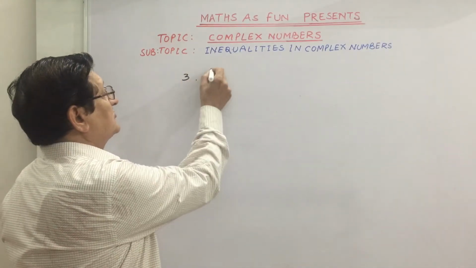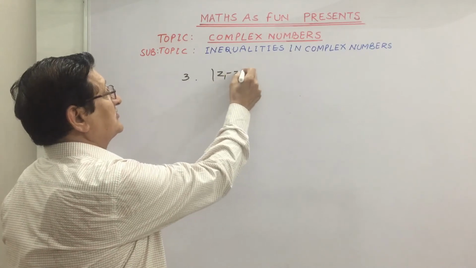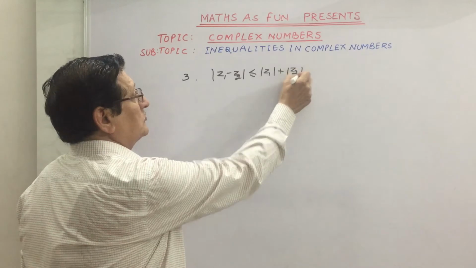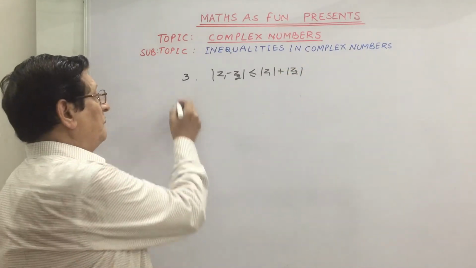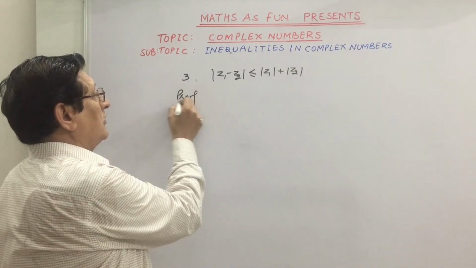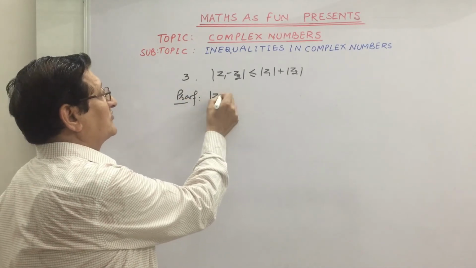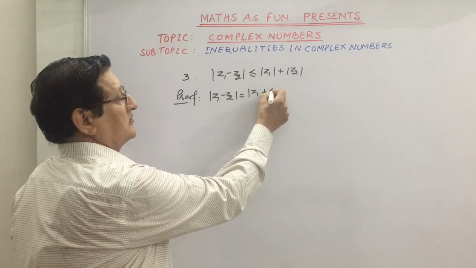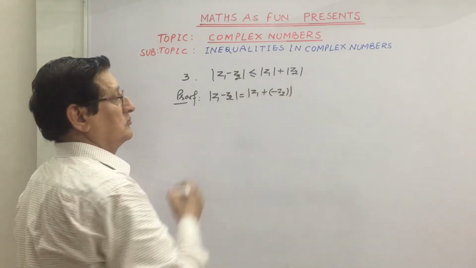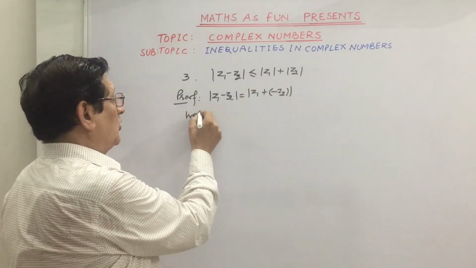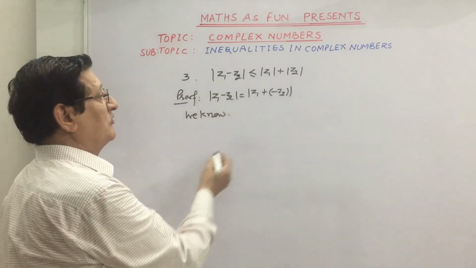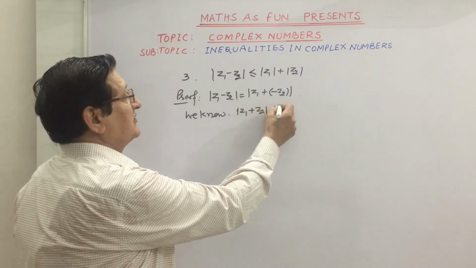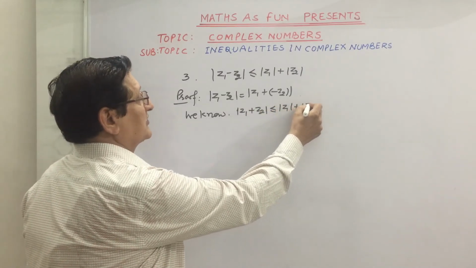Third property is modulus of z1 minus z2 is less than or equal to modulus of z1 plus modulus of z2. For the proof of it, can we write modulus of z1 minus z2 as modulus of z1 plus minus z2? We know from the first inequality that modulus of z1 plus z2 is less than or equal to modulus of z1 plus modulus of z2.